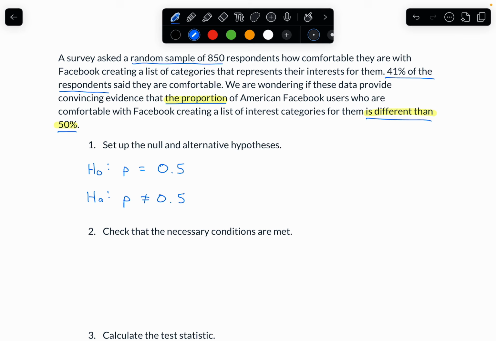Step 2 says check that the necessary conditions are met. So the necessary conditions, the two things that we need to check are, first of all, independence. And these are actually going to be the same conditions that we saw for the central limit theorem for proportions. So we need to check independence, which again, that's very difficult for us to do. We're going to use random sampling as a proxy. So as long as we have something that looks like random sampling, we can go ahead and assume that our condition is met. Here in this case, we have a random sample. So yes, we can go ahead and assume that our conditions are met.